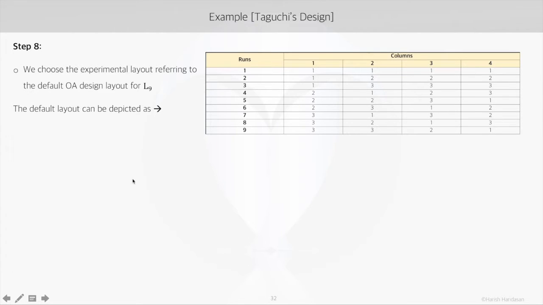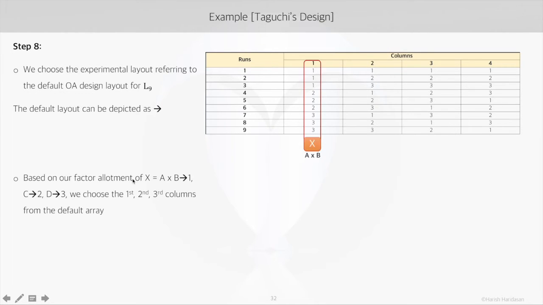The standard L9 orthogonal layout is like this. Since we allotted the new factor, which is the combination of factor A and B, to column 1, and column 2 gets the factor C and D goes to column 3, we choose the first, second and third columns from the default array. In this case also, we need to remember that since we have combined the factor levels, the design will not be balanced anymore, but will stay orthogonal.